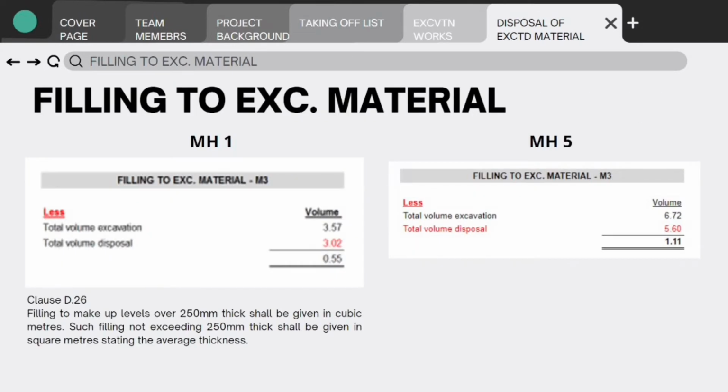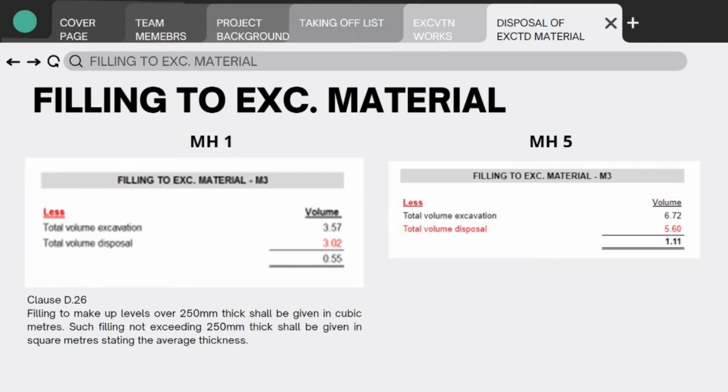Next is filling to excavation. For MH1, to get the total volume of filling to excavation, we have to take the total volume of excavation less the total volume of disposal, which is 3.57 less 3.02 to get 0.55. For MH5, to get the total volume for filling to excavation, we also have to take the total volume of excavation, deduct the total volume of disposal, which is 6.72 deduct 5.60 to get 1.11.